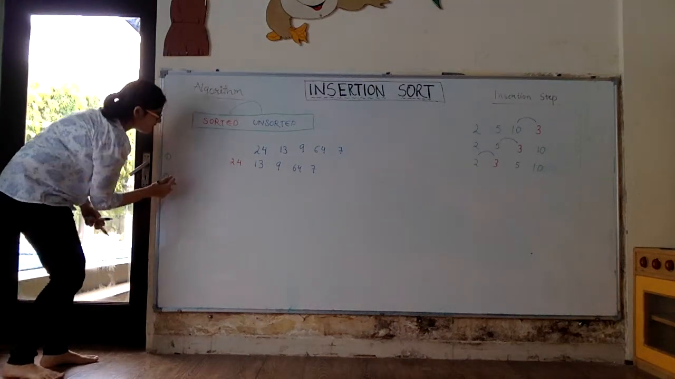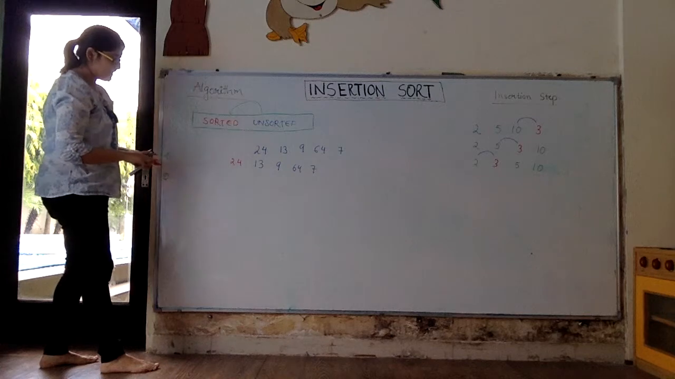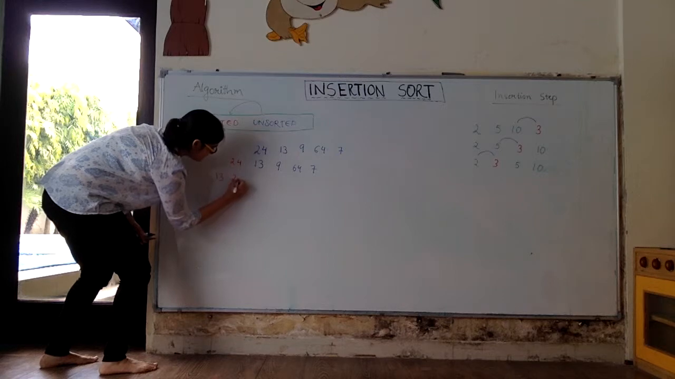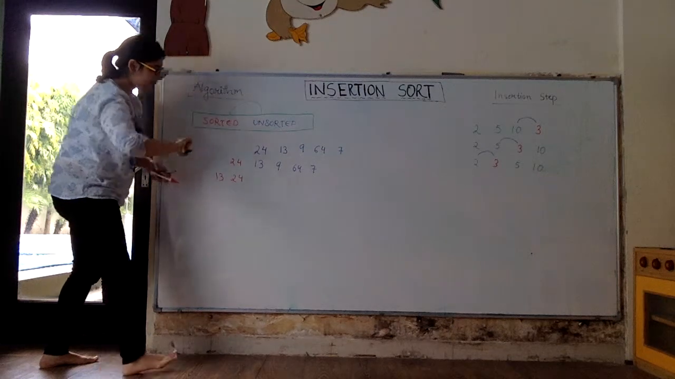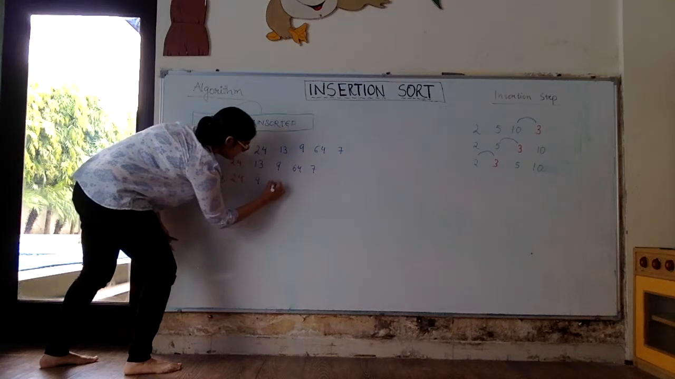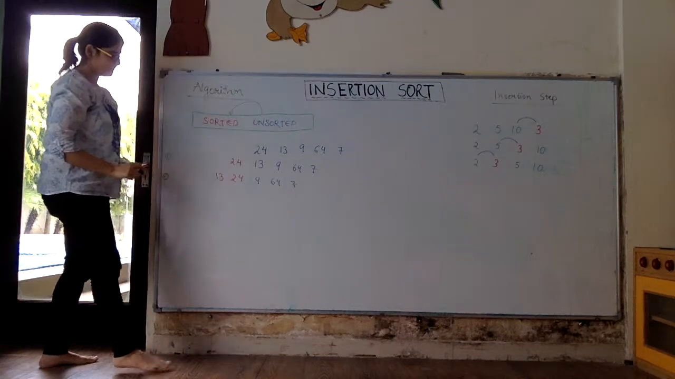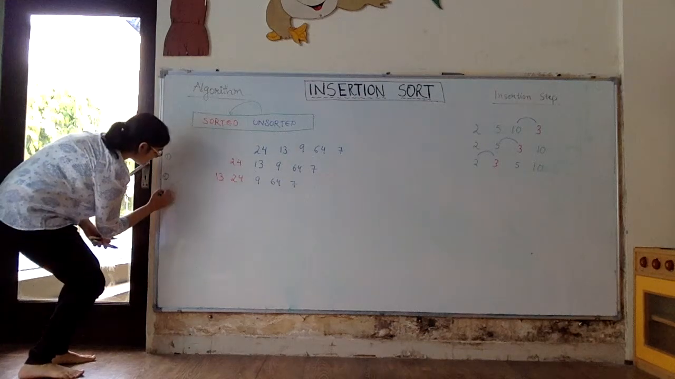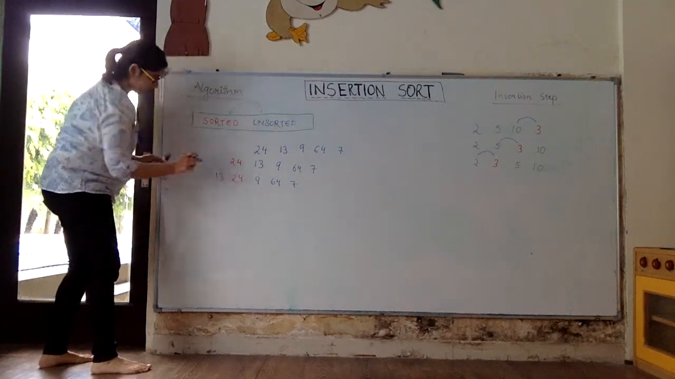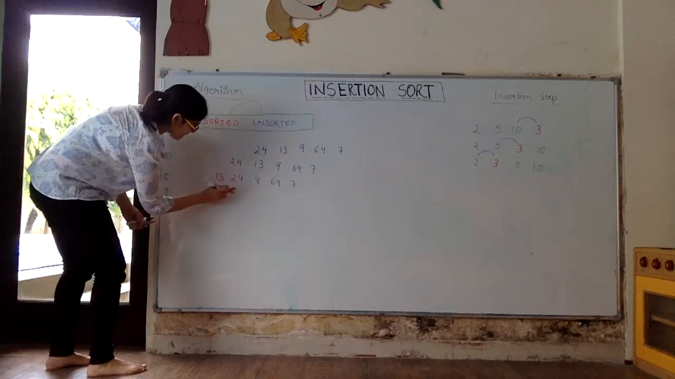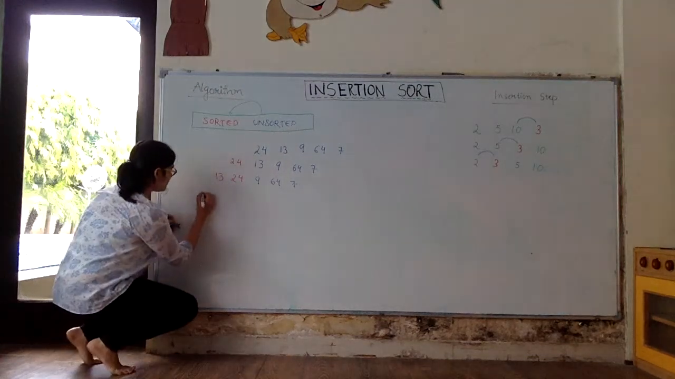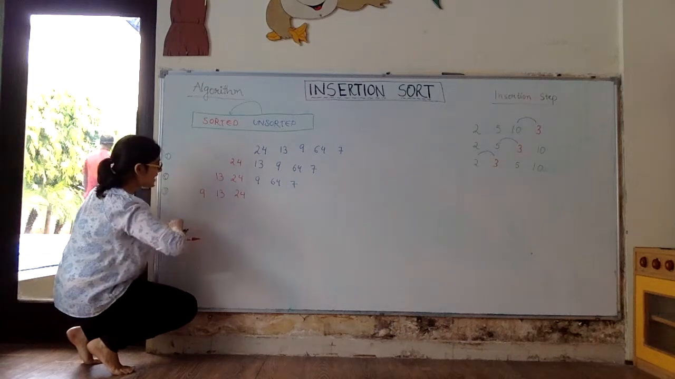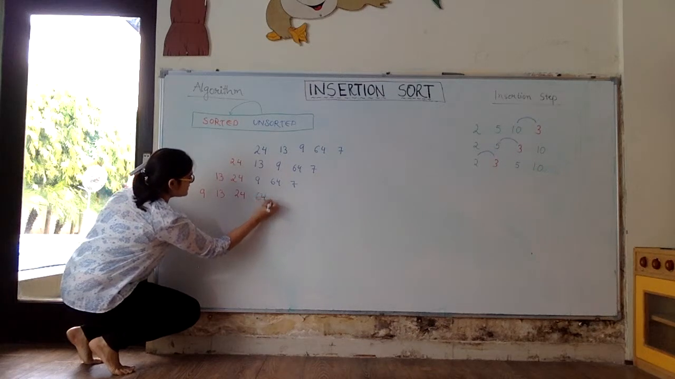Now, in the second step, we will insert 13 in the sorted part. Since they are out of order, I will swap them, such that my list now becomes 13, 24 and the unsorted part contains 9, 64 and 7. At this point, I have 2 elements in the sorted part. In the third step, I will insert 9 into the sorted part. You will see after 2 comparisons and 2 swaps, my sorted part will become 9, 13, 24 and my unsorted part contains 64 and 7.